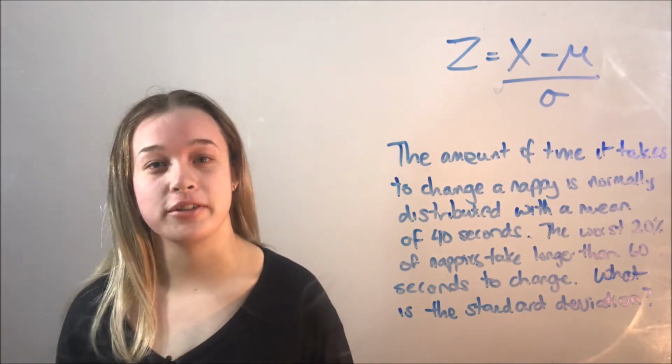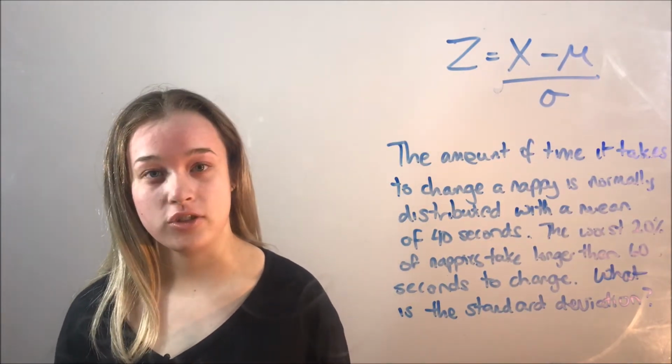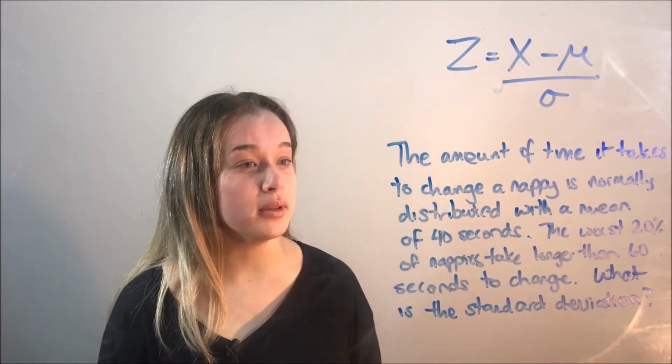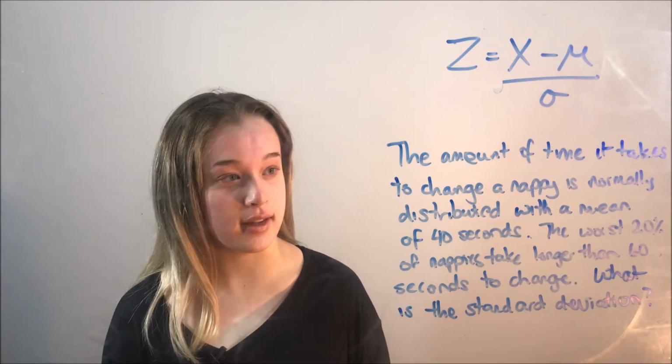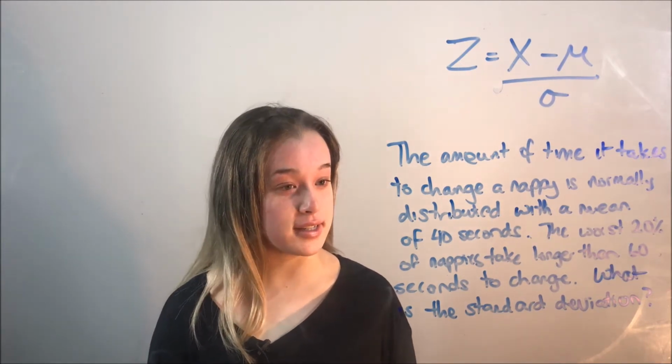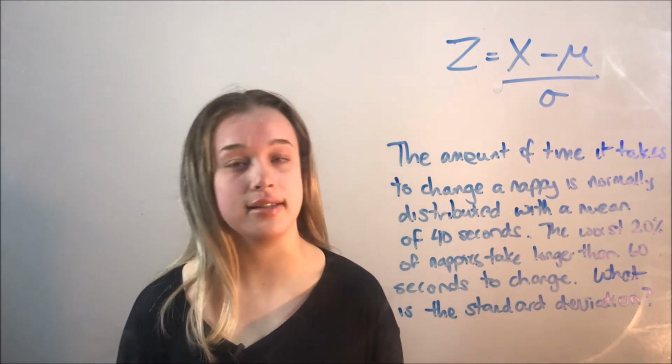The first example we're going to look at is trying to find the standard deviation. Let's look at this question here. The amount of time it takes to change a nappy is normally distributed with a mean of 40 seconds. The worst 20% of nappies take longer than 60 seconds to change. What is the standard deviation?